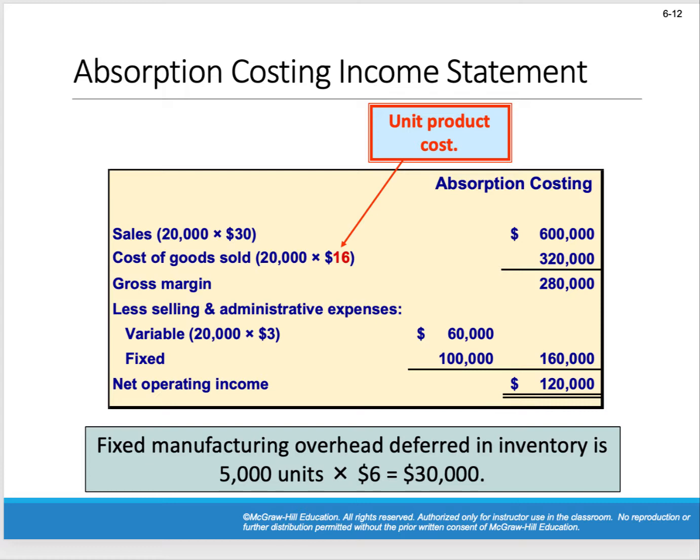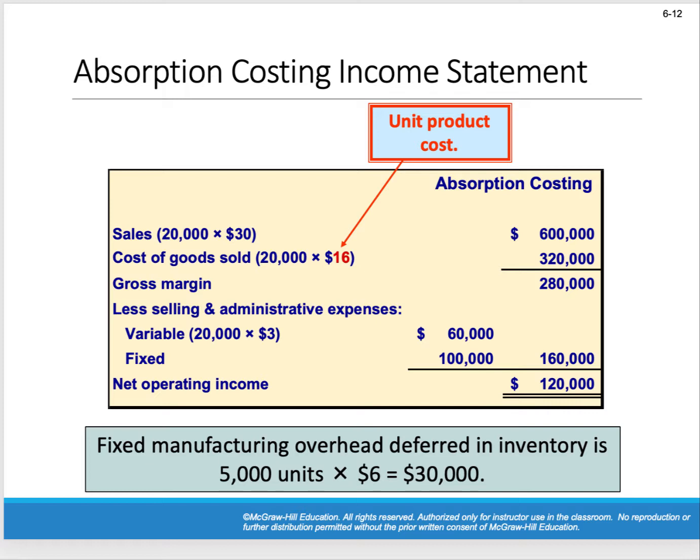So notice we take the cost of goods sold, we say 20,000 times our unit product cost under the absorption method, which is $16, we get $320,000 of cost of goods sold. Gross margin then ends up being $280,000.